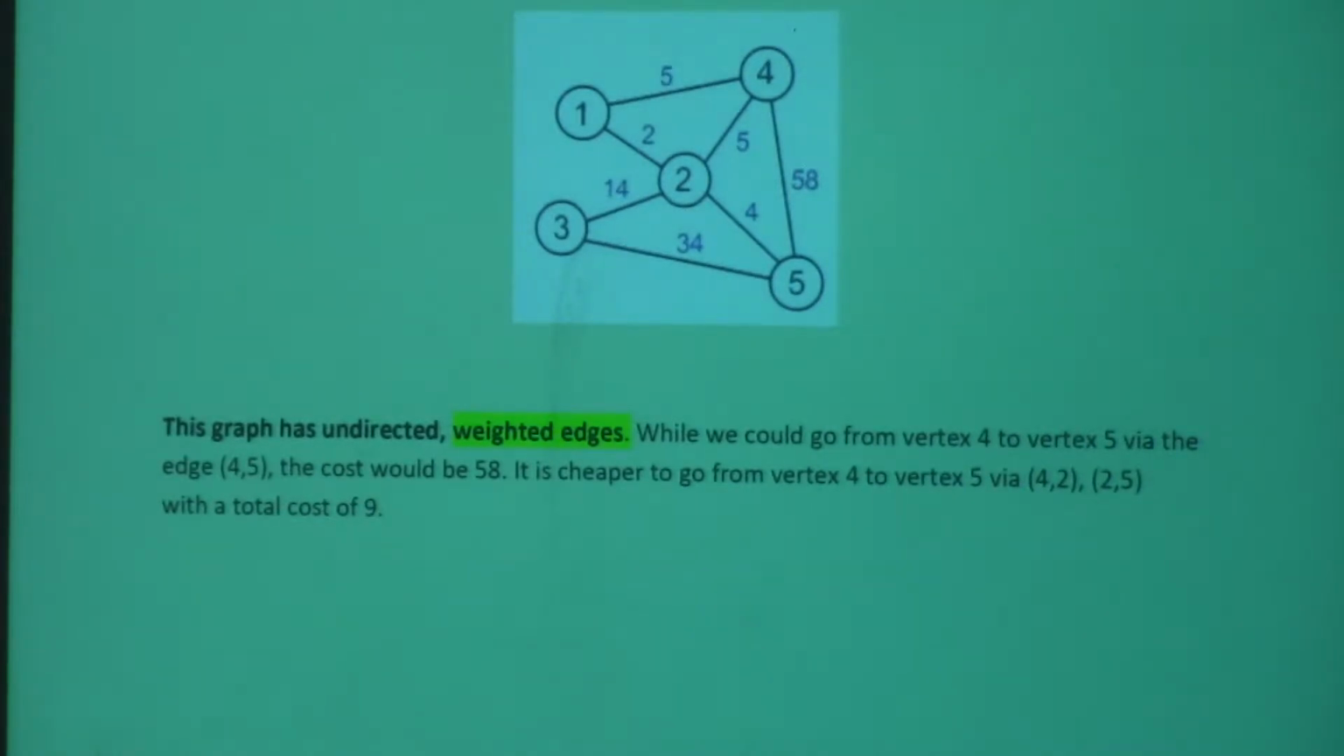Okay, now sometimes the edges of a graph have a number next to them. That number is referred to as a weight or a cost. So notice that if I go from 4 to 5, the cost is 58, which seems very high, considering that I can go from 4 to 2, and from 2 to 5, a total cost of 9. So now we have a notion of going to some place and paying a lower cost, or a minimum cost. So we can find paths between vertices to be minimum, or perhaps even maximum.